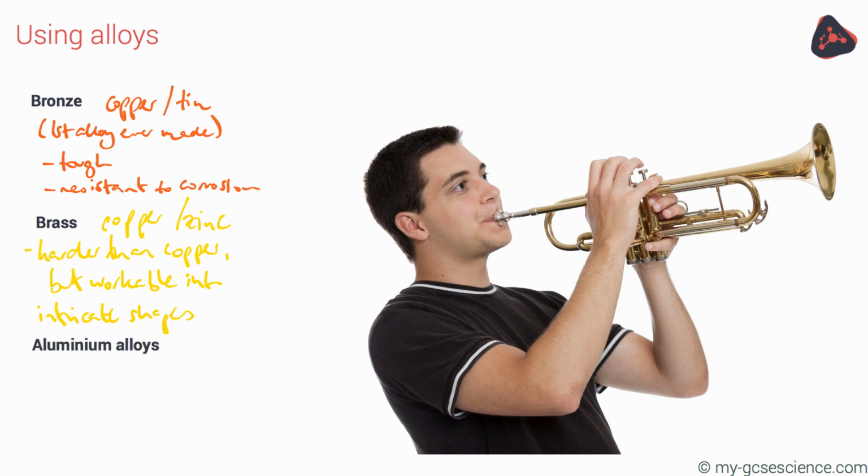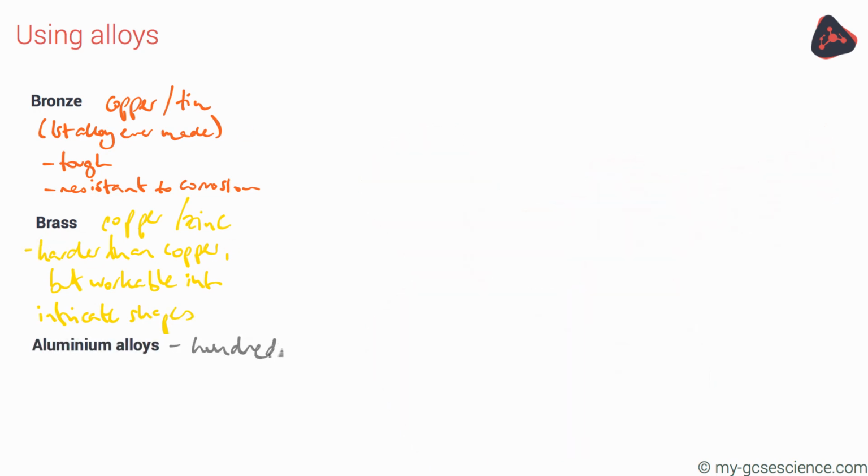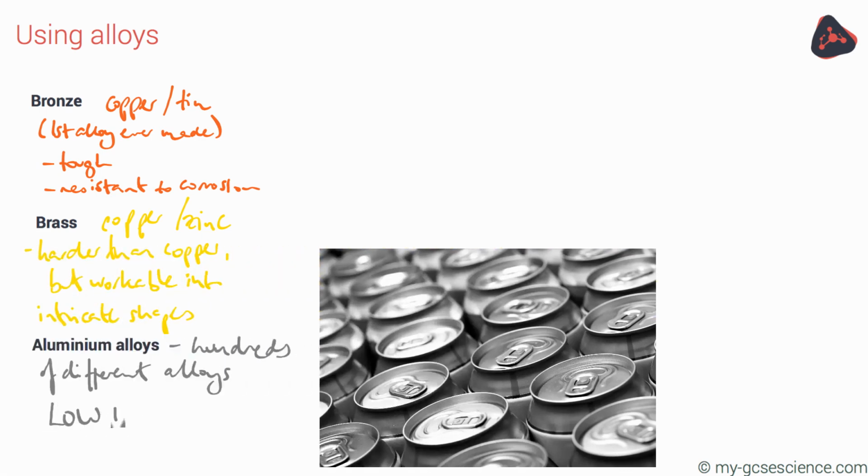There are lots of different aluminium alloys out there, where aluminium is alloyed with various different materials to get different types of properties. But all aluminium alloys have a low density, and that's the key thing. The aluminium part of the alloy makes them lightweight, but alloying it with other materials generally makes the material stronger.